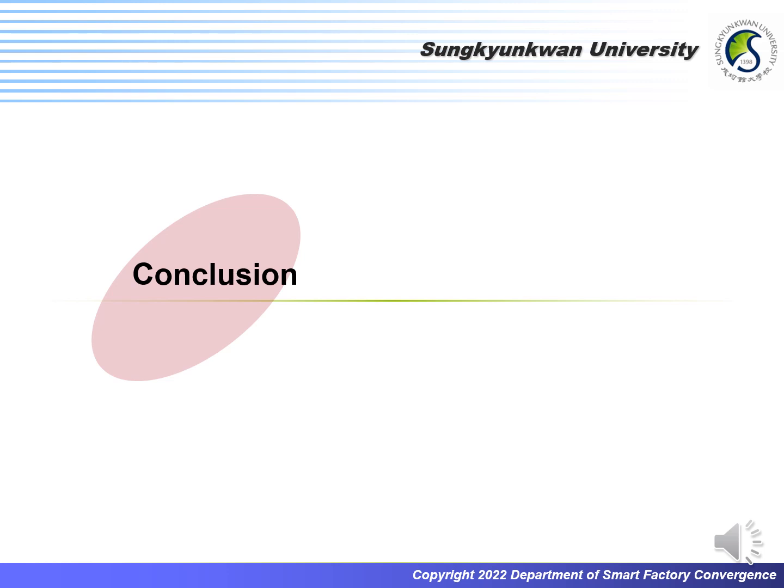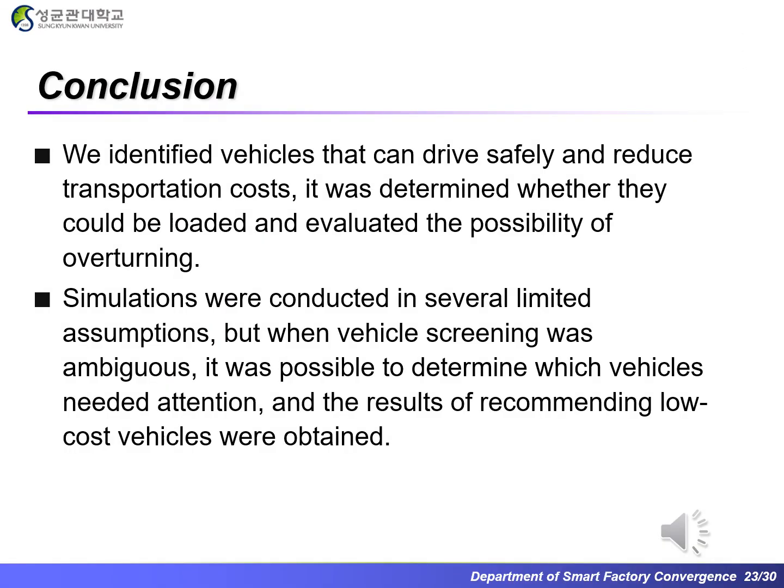Finally, the conclusion. We identified vehicles that can drive safely and reduce transportation costs. It was determined whether they could be loaded, and the possibility of overturning was evaluated. Simulations were conducted under several limited assumptions, but when vehicle screening was ambiguous, it was possible to determine which vehicles needed attention, and the results of recommending low-cost vehicles were obtained.